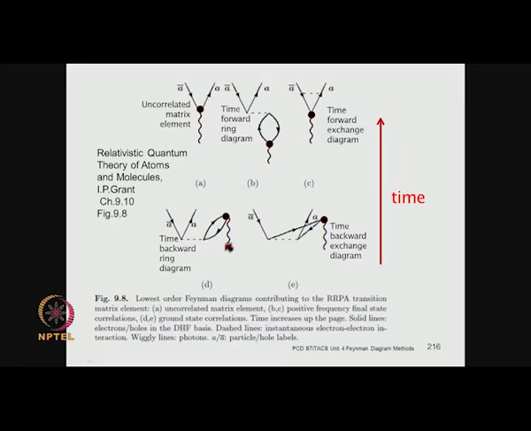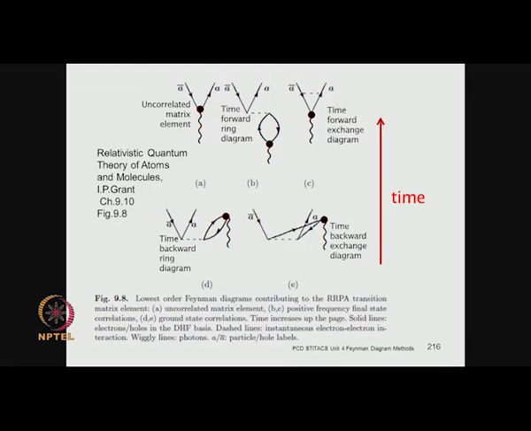So, in this diagram the photon is represented by this wiggle, and the interaction by this dashed line. So, this photon interaction takes place at this vertex and you have a ring diagram. With reference to this point of interaction between the photon and the atomic system, this is the time backward ring diagram, and here you have a time forward ring diagram. Okay.